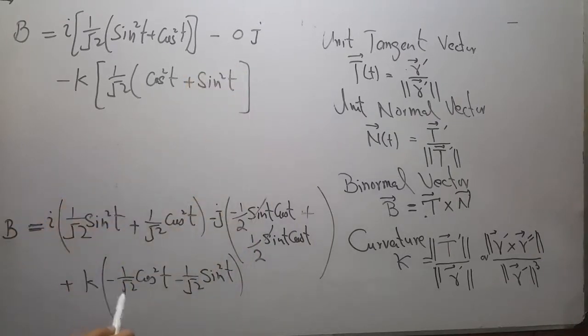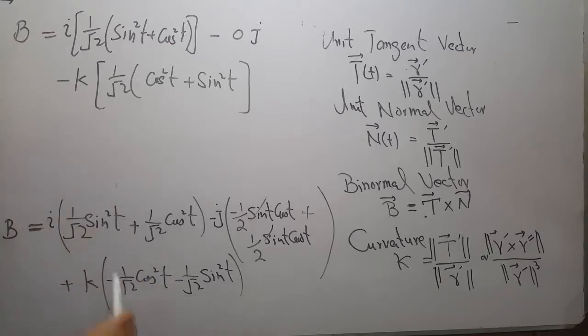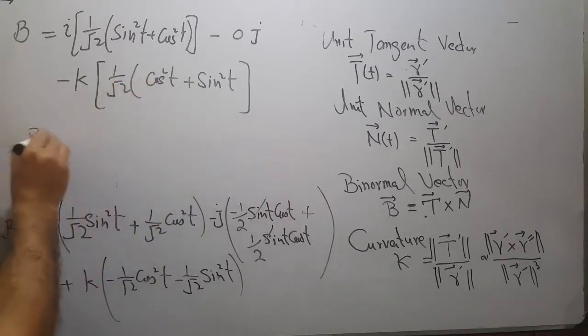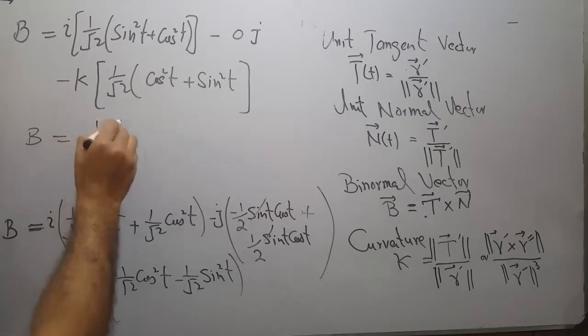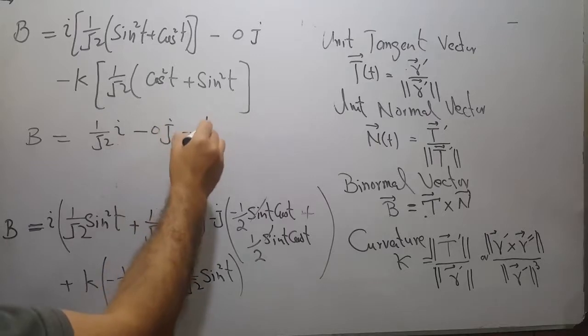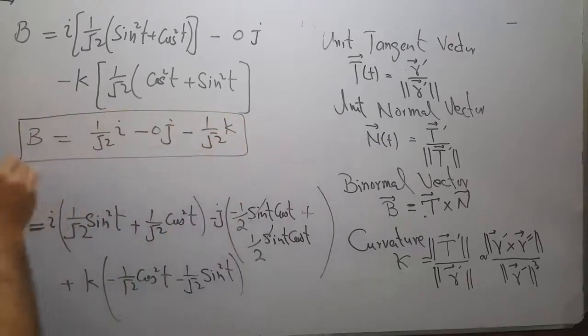Then here is minus 1 over square root 2. If we take minus common and then 1 over square root 2 common, we are left with cos square t plus sine square t. And we know this is equal to 1. So our b is now 1 over square root 2 i minus 0j minus 1 over square root 2 k. So this is our b.